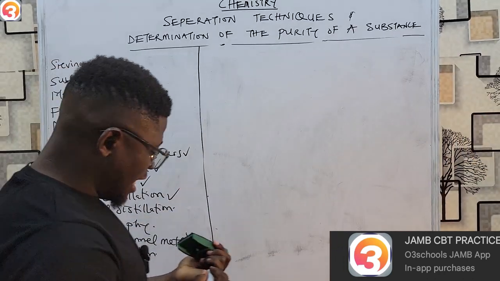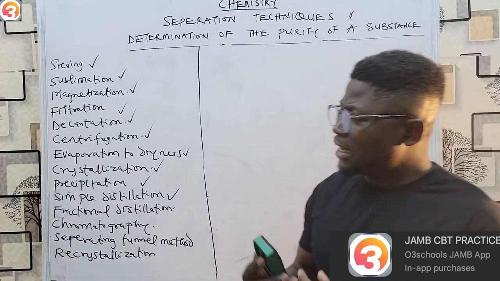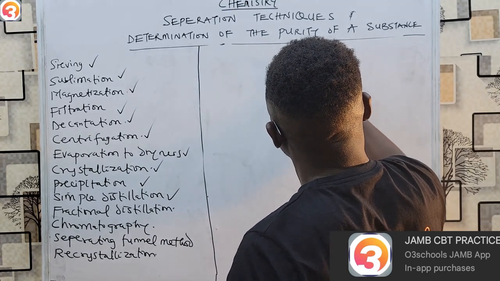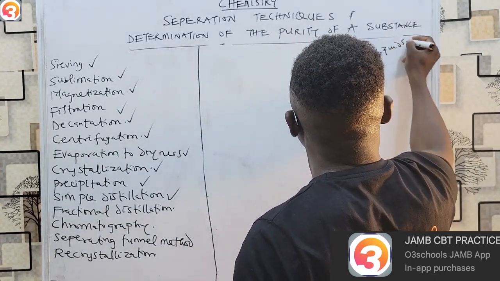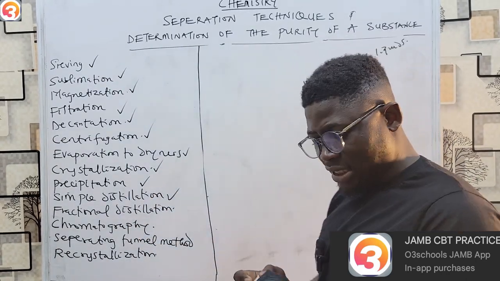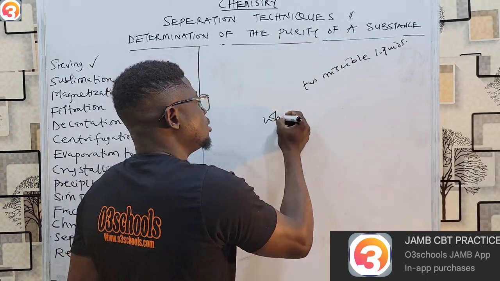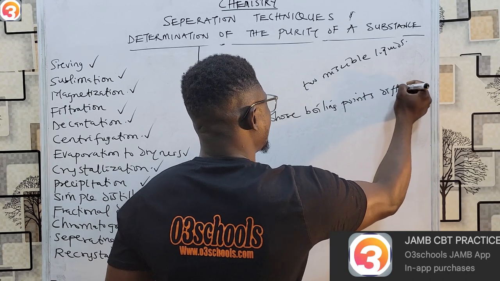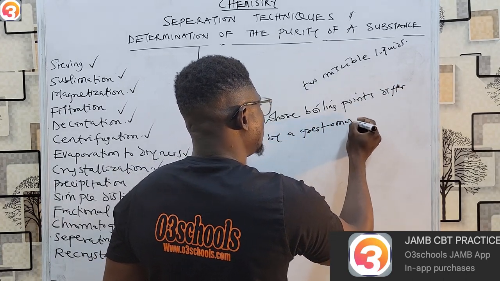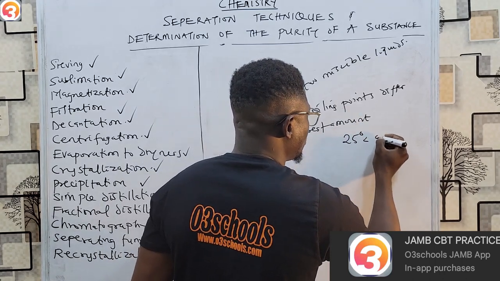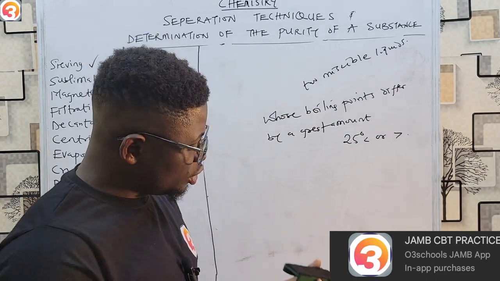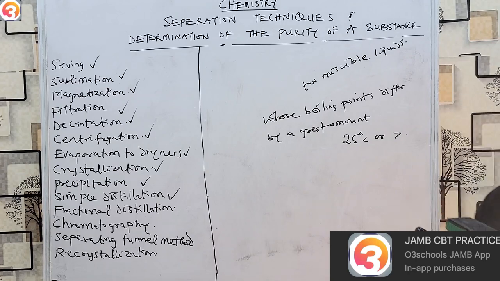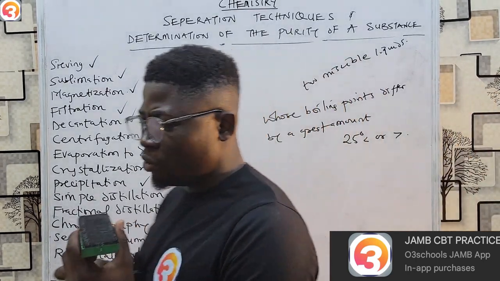So we'll go to simple distillation now. Simple distillation is used to recover a solvent, or to separate two miscible liquids whose boiling points differ by a great amount, usually 25 degrees Celsius or greater. So it is to recover a solvent or to separate two miscible liquids whose boiling points differ by a great amount, usually 25 degrees Celsius or greater.